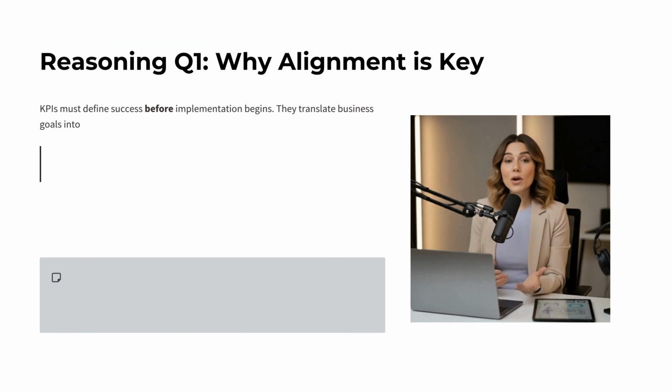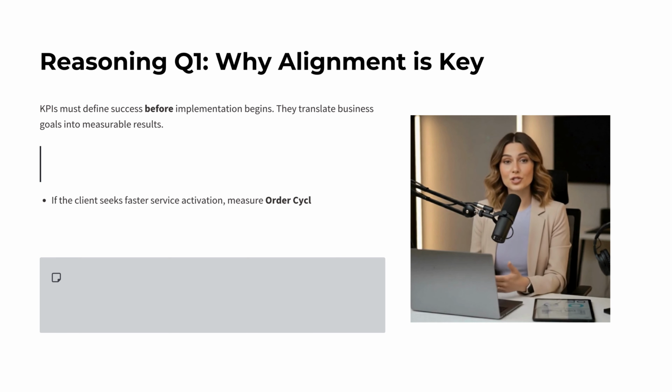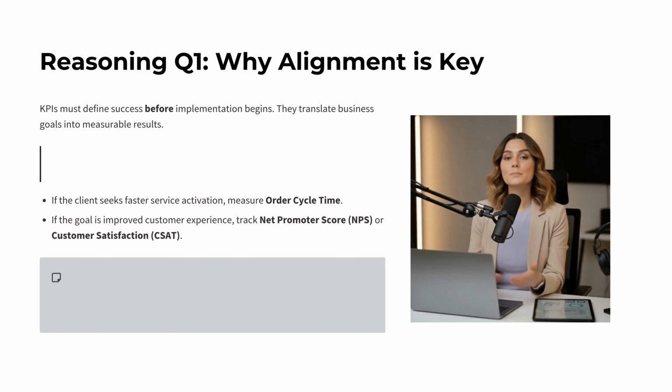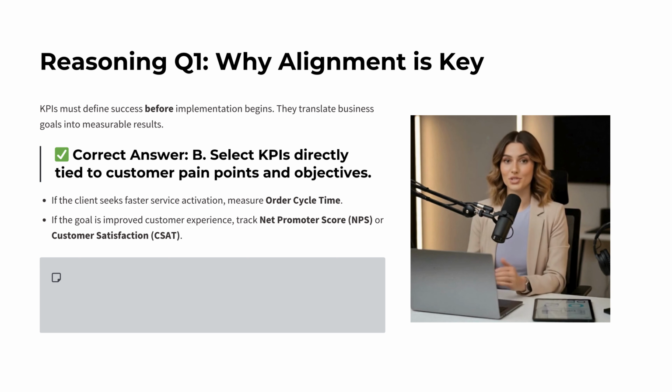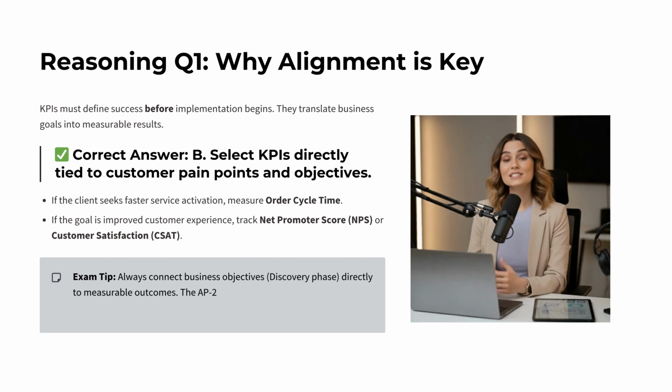Reasoning. Before implementation, KPIs help define what success looks like. If the client wants faster service activation, track order cycle time. If the goal is customer experience, measure Net Promoter Score. Correct answer. B. Choose KPIs that are strategic, measurable, and aligned with customer objectives. Exam tip. CertsHero's discovery section includes similar scenario-based KPI questions to build your analytical confidence.